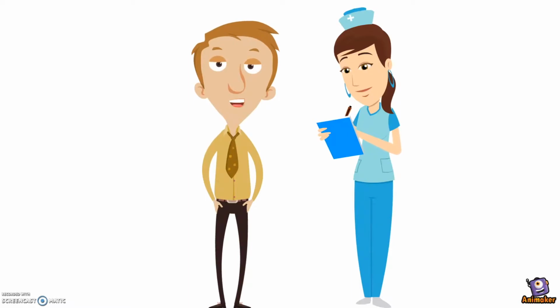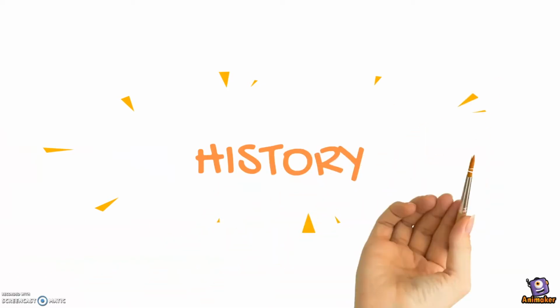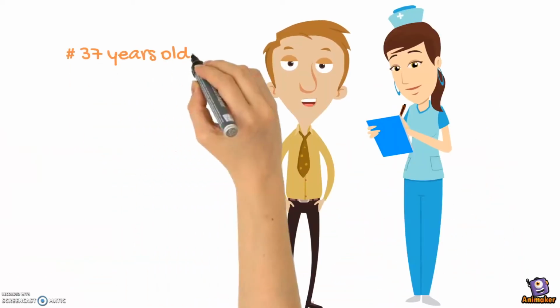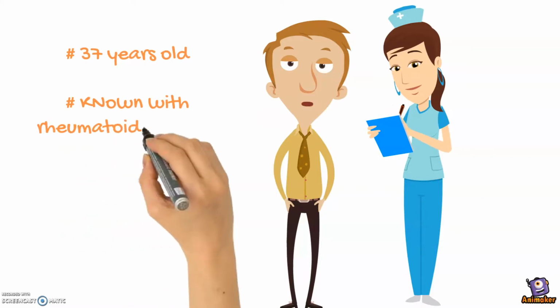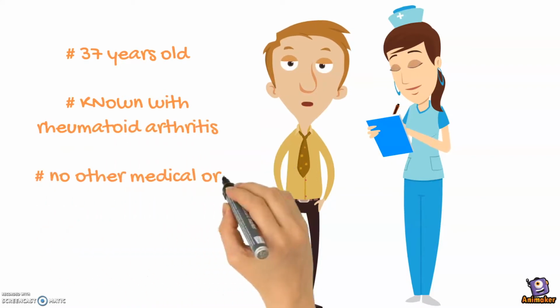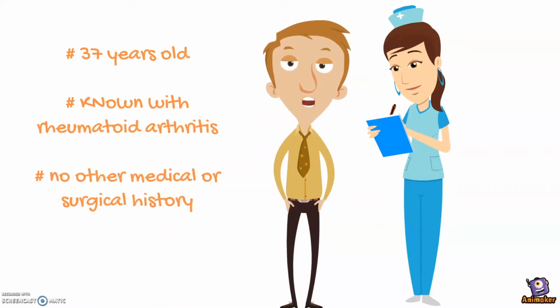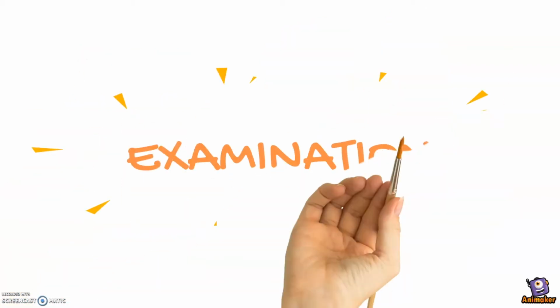AJ arrives at your rooms and tells you about his acutely swollen, very painful knee. You take a detailed history, which reveals that AJ is a generally healthy 37-year-old who works in an office and has rheumatoid arthritis, which has been well controlled for the last 10 years. He has never had any serious medical illnesses or surgeries, and he partakes in light exercise a few times a week. You start your examination.